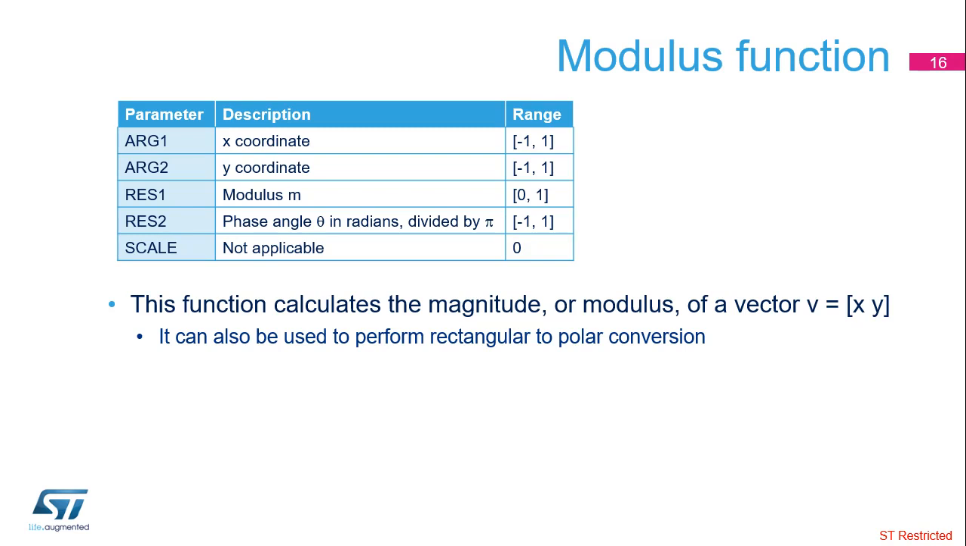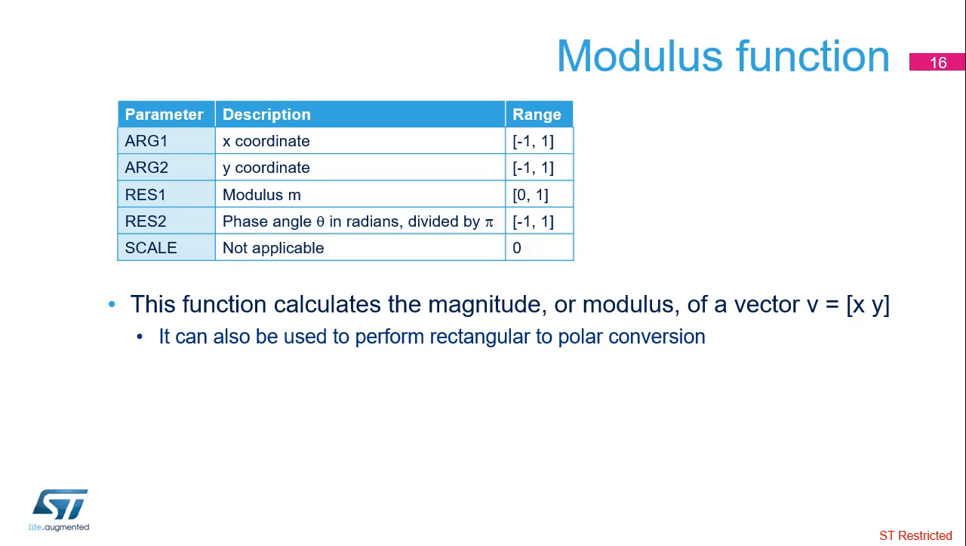range of arg2. The primary result, res1, is the modulus, given by v equals the square root of x squared plus y squared. If v is greater than 1, the result in res1 will be saturated to 1. The secondary result, res2, is the phase angle theta of the vector v. Res2 must be multiplied by pi to obtain the angle in radians.